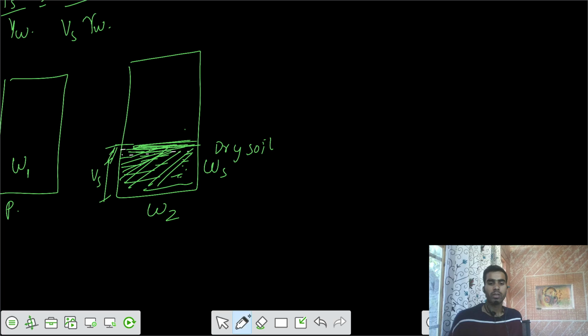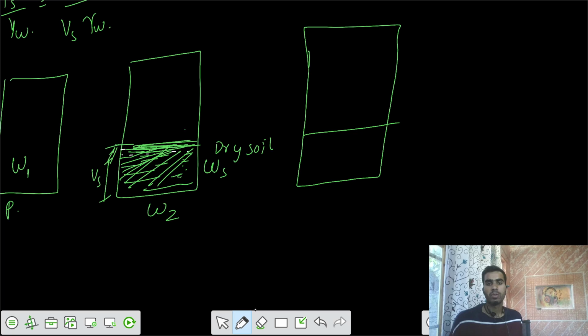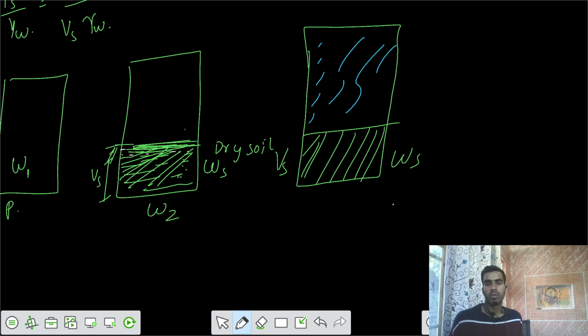After that, we are going to fill the rest part of the picnometer with water. The rest of the volume, we are going to fill with water. Let's say up to this one, we had that weight of solids and that volume of solids. Now we are going to place some water also. This is volume of water, this is weight of water.